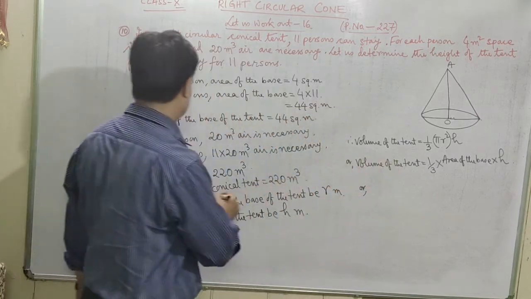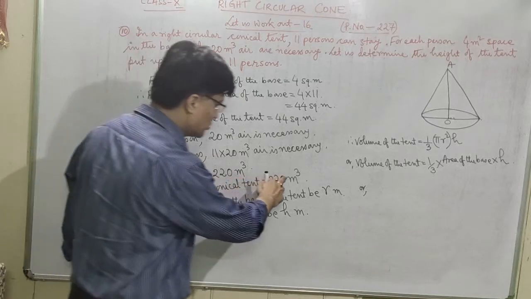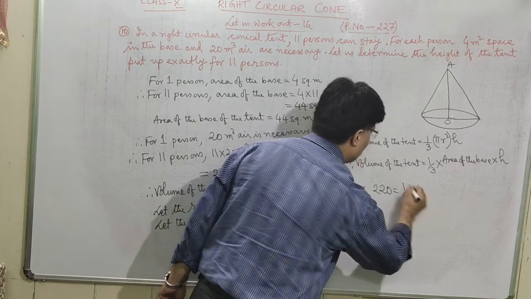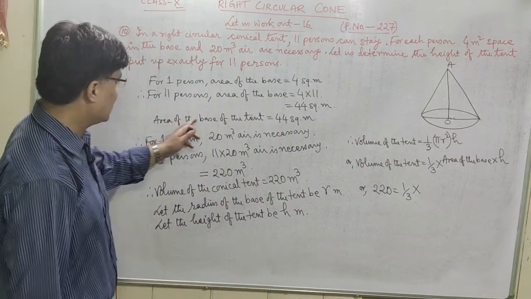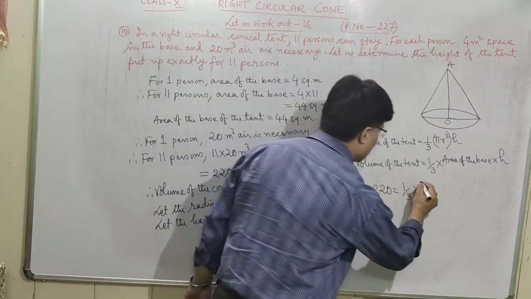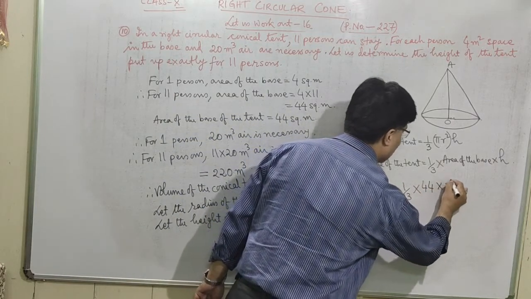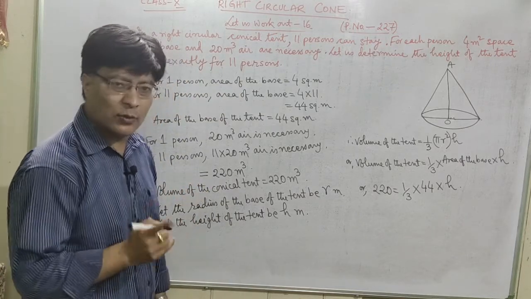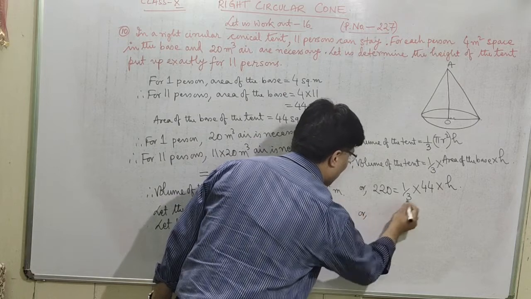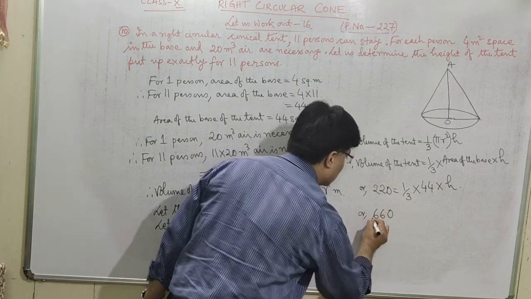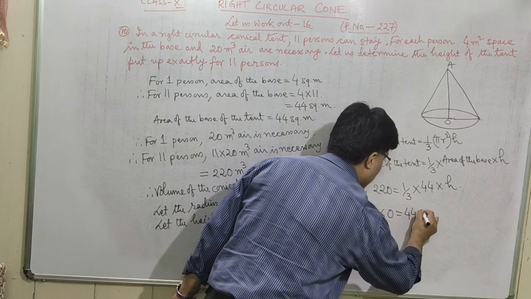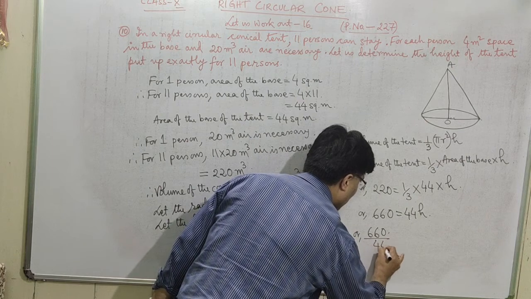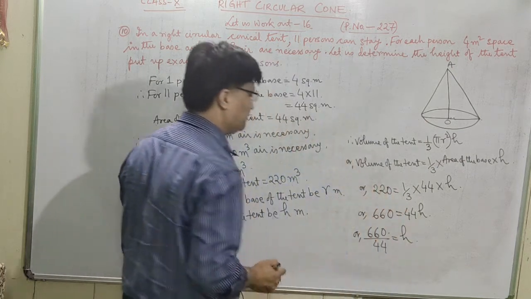What is the volume of the tent given in the question? Volume of the conical tent is 220. So this is your 220 is equal to 1/3 into area of the base of the tent, which is 44, so you can write here 44 into h. So let us find out the value for h from here. Now cross multiply by 3 here. 3 zeros are 0, 3 2s are 6, 3 2s are 6, is equal to 44h. Or 660 divided by 44 is equal to h.